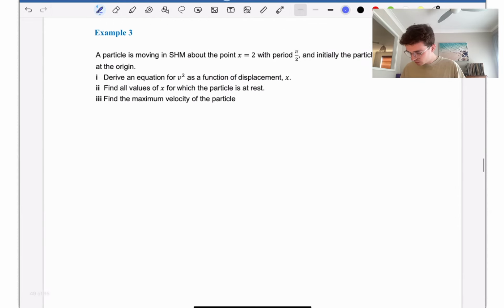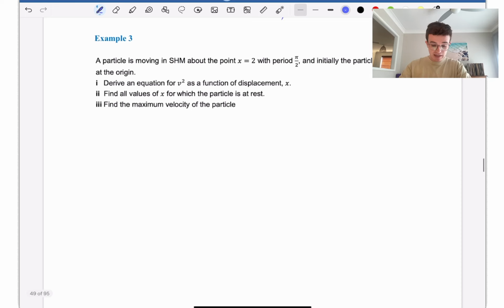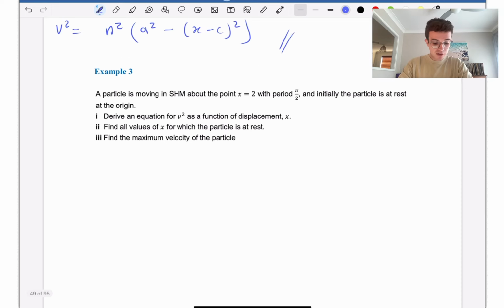Okay. The second example in today's video is we've got a particle moving in simple harmonic motion about a point x equals 2 with a period of pi on 2, initially at rest at the origin. Derive an equation for v squared as a function of displacement.